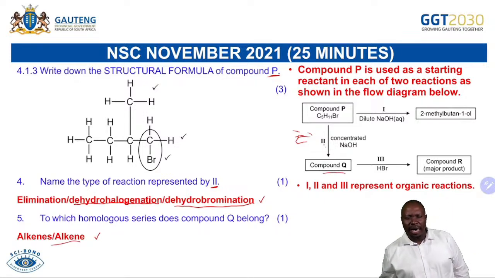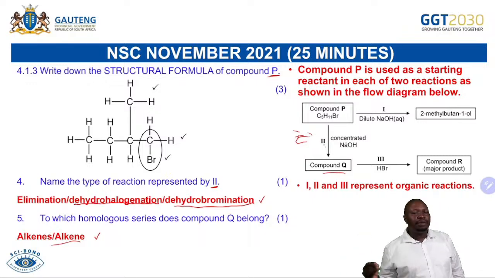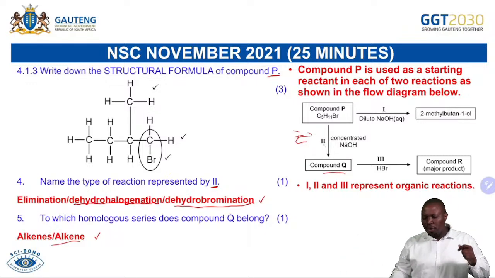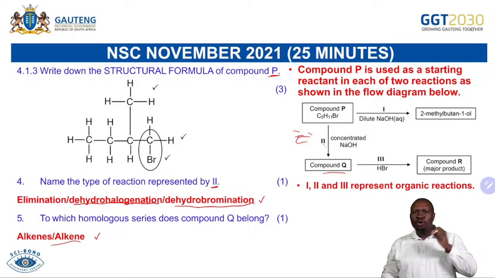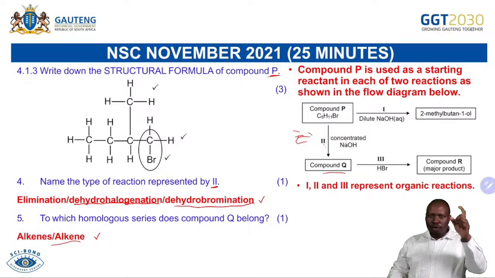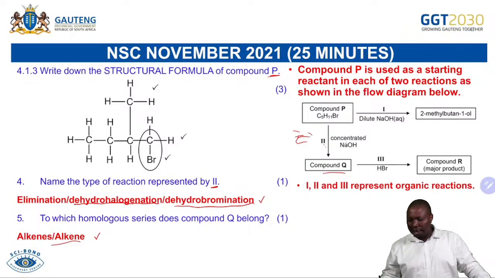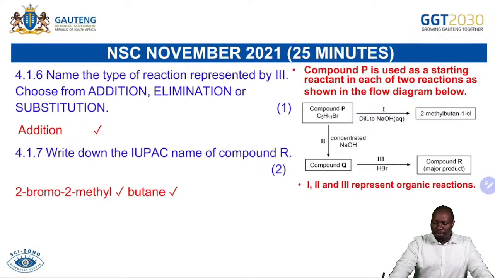Why is compound Q an alkene? Because we're eliminating. How do we know that we are eliminating? Because we are using a concentrated strong base, which is used for elimination. So I'm singing one song to say the reaction conditions must be your friend, must be close to you. You must know all the reaction conditions, because if you know the condition, you know the type of reaction that will take place. I hope that helps you as we move, and then you'll be able to do very well in terms of that one.